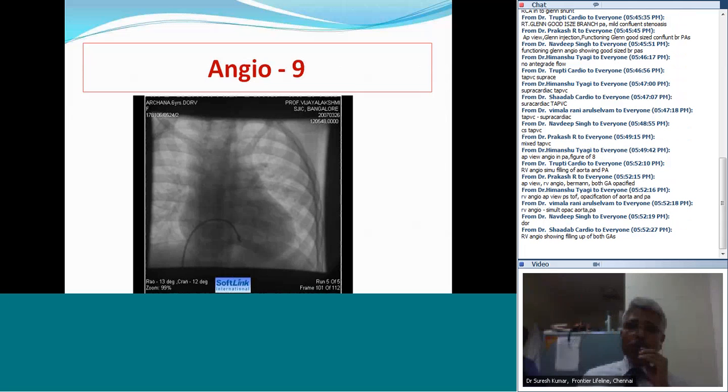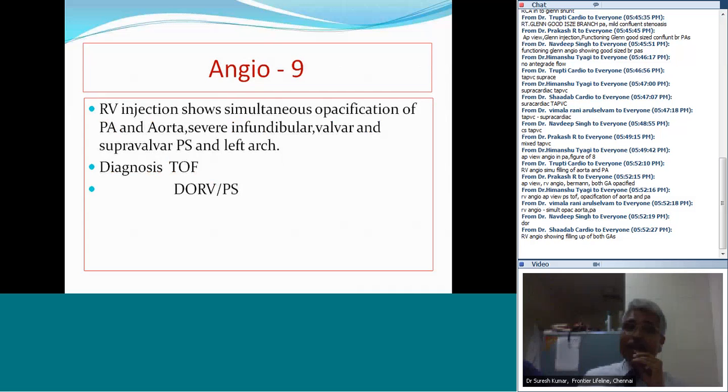So, it's an RV angio, which shows simultaneous opacification of the PA and the aorta. You are showing severe infundibular, valvar and supravalvar PS, and the arch is left. So our diagnosis is tetralogy. We do not know whether it is a DORV. If it is a DORV, you will get a very similar angio. But for simultaneous opacification of aorta and PA, do not diagnose DORV from an AP injection. Okay?